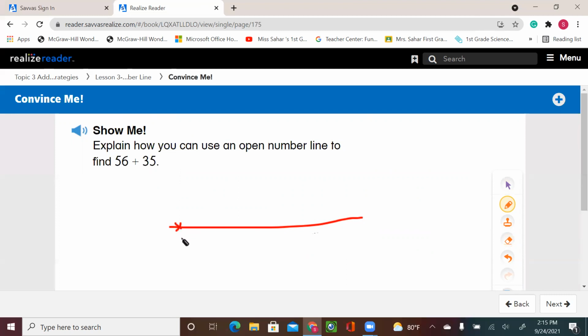And then I know that I can jump 3 tens because I have 3 tens here, in 35. So I jump 10, 20, 30. This is another 10, so that would be 20, and then the third 10 would be 30, and then I'm going to go for 5 more. 1, 2, 3, 4, 5. I'm going to add my tens and then my ones. All right.